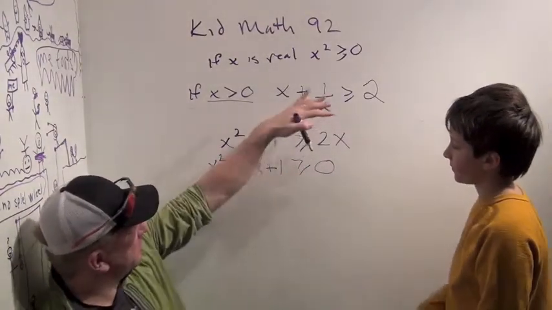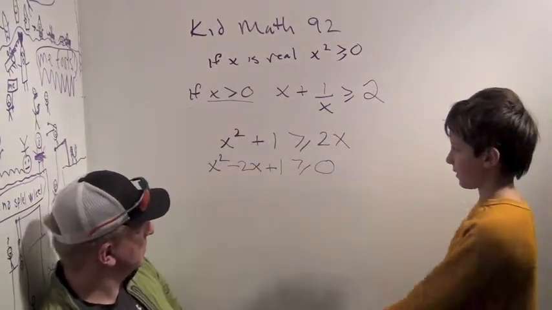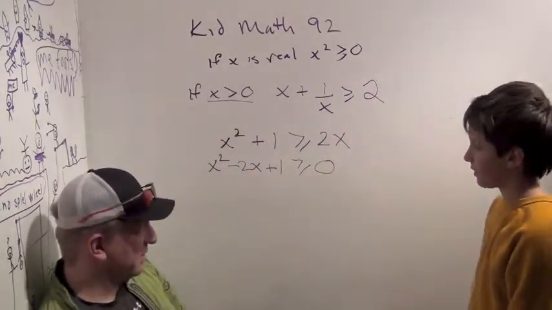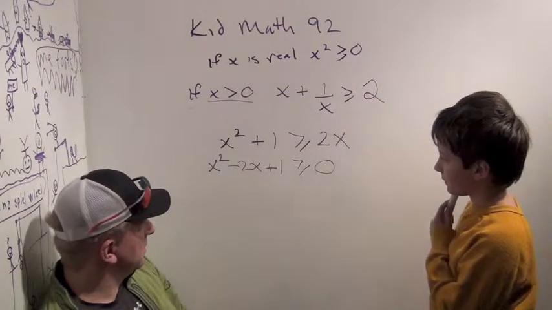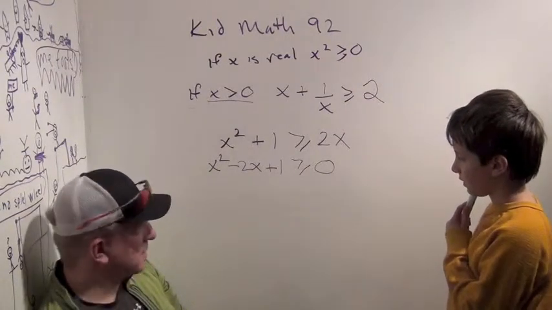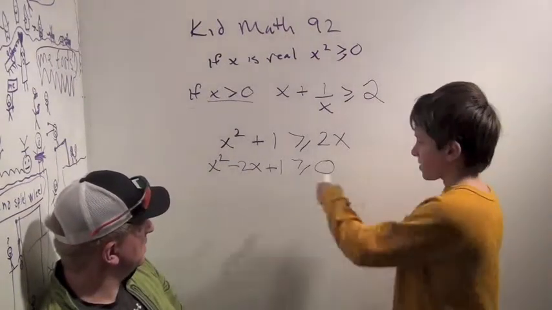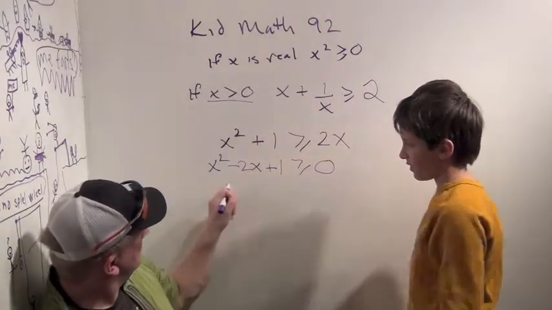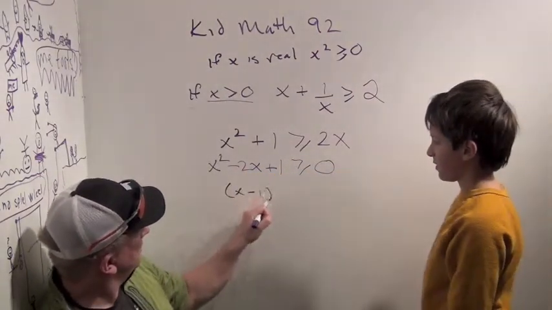Now we have something greater than or equal to 0, and we have a quadratic. What now? Well, this is x minus 1 squared.